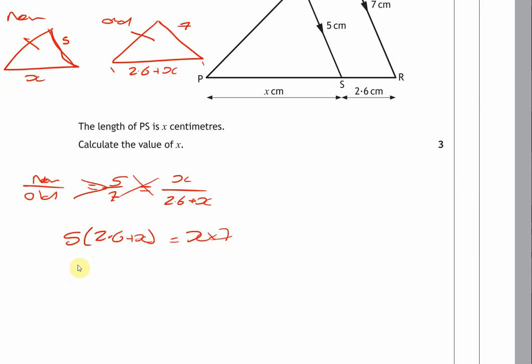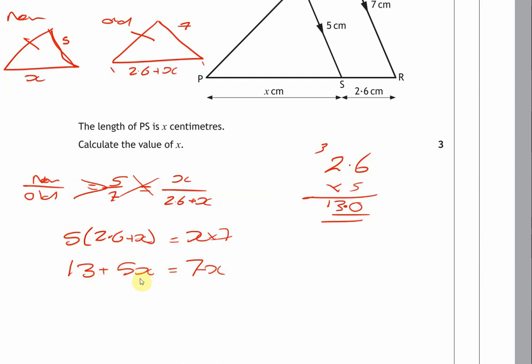So then we'll have 5 times 2.6. Again, if you aren't 100% sure, you just do 2.6 times 5. So keep the decimal point here. 5 times 6 is 30. 5 times 2 is 10, so that'll give you 13. So here we get 13 plus 5x is equal to 7x.